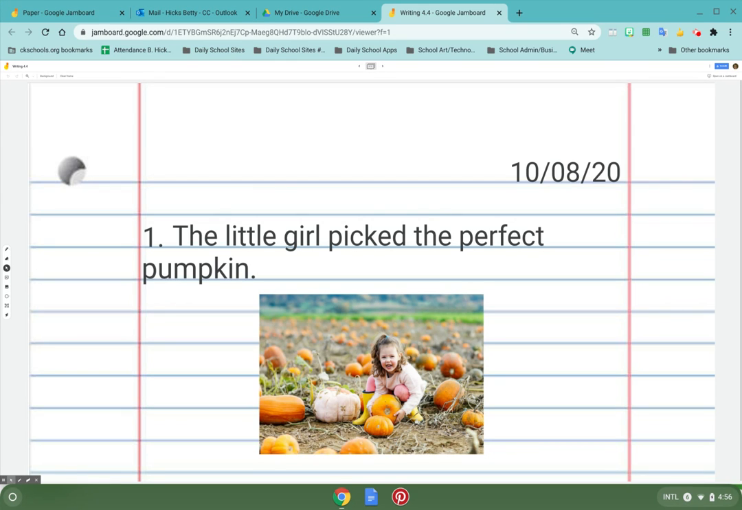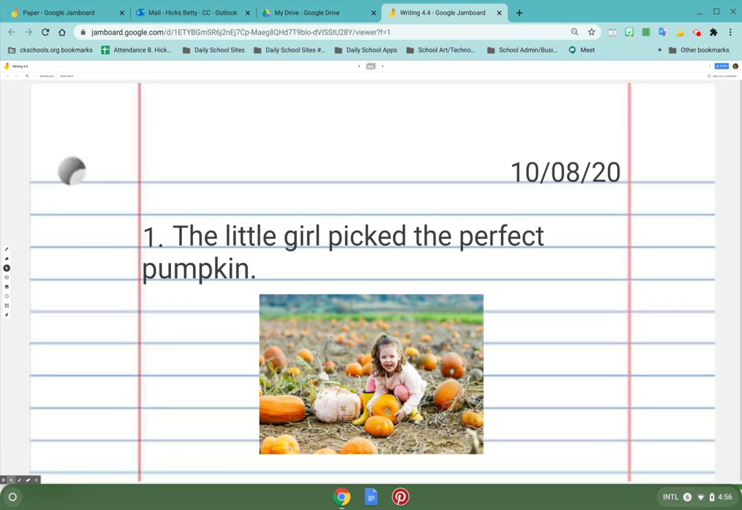All right, so I'm on the front page of my paper. I've put the date up. Today is 10/8/20, so that means it's Thursday. I have my holes on the left. I'm between the margins when I write. And now I'm going to start looking at the parts of the sentence.